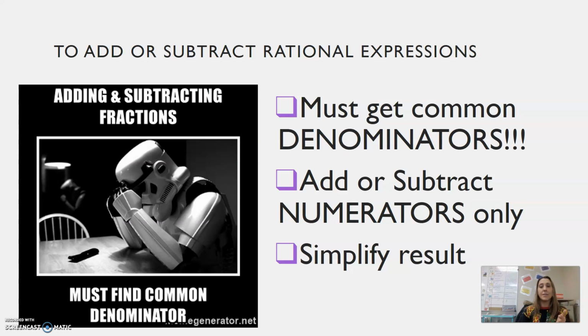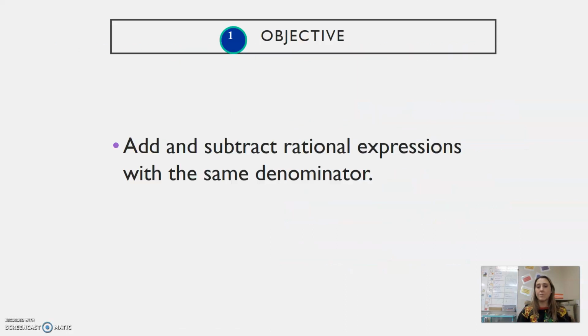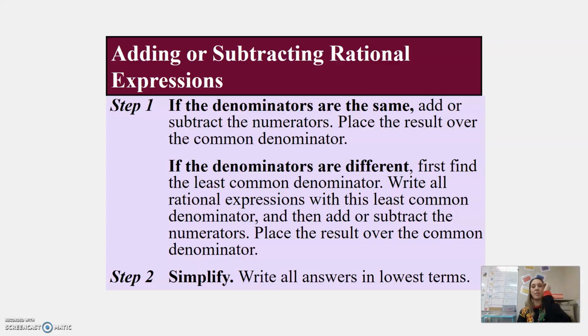All right, to add or subtract, you must get common denominators. You can only add and subtract the numerators. Once you get a common denominator, the denominator won't change until it's simplified at the end. So once you find it, leave the denominator alone. All right, so we're going to add and subtract rational expressions with the same denominator. That's what we're going to start with today.